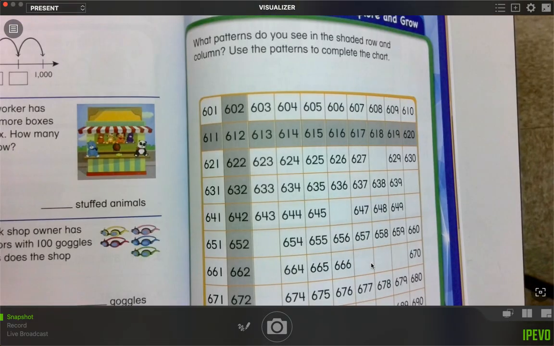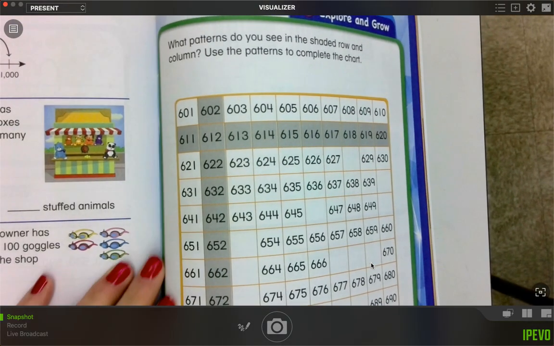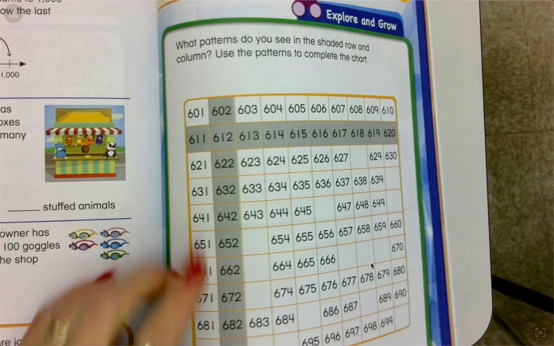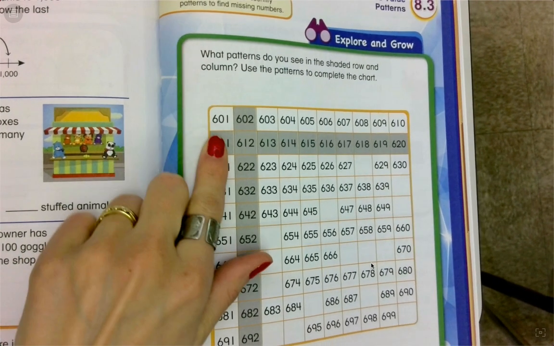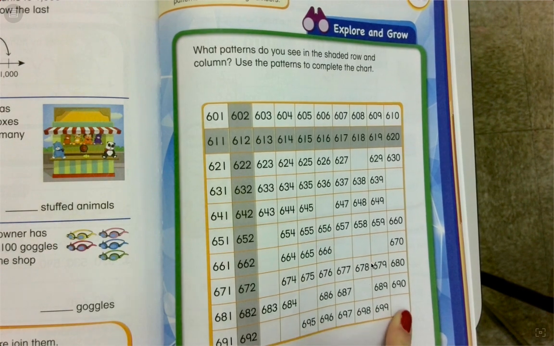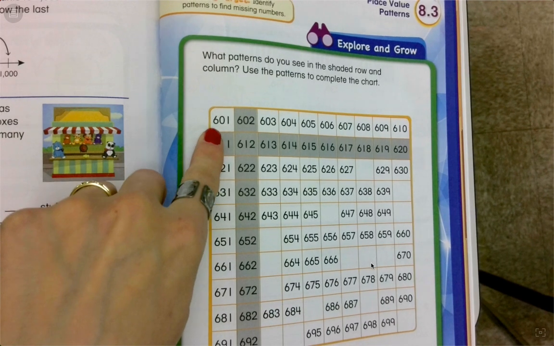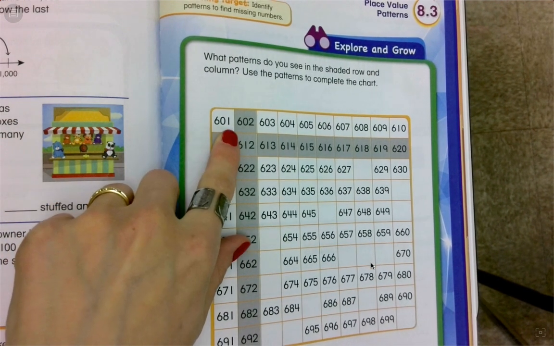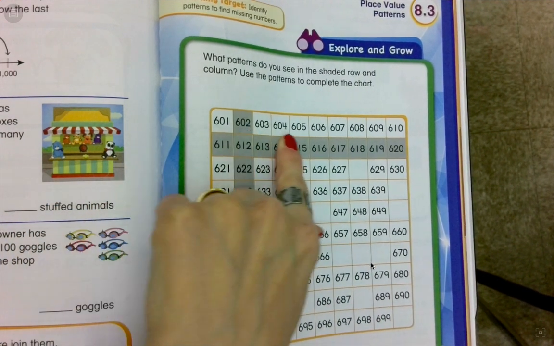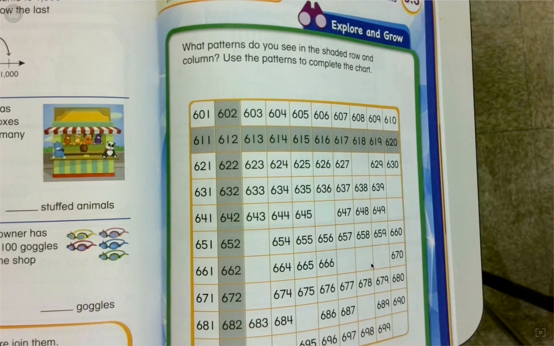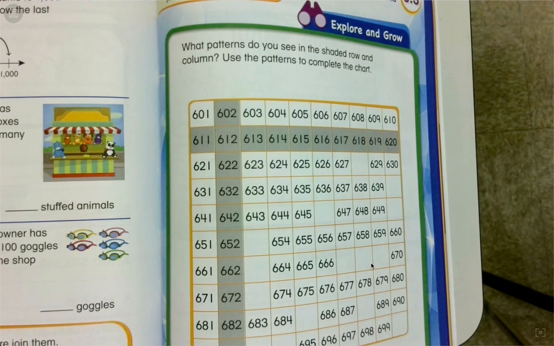All you're going to do is look at this hundreds chart. Now, it looks a little different, because the hundreds chart normally starts at 1 and goes down to 100 or 120. Today it doesn't start at 100, but starts at 601, then 602, and 603, and goes all the way to 610 on that first line. So this is a hundreds chart, obviously, with different numbers.